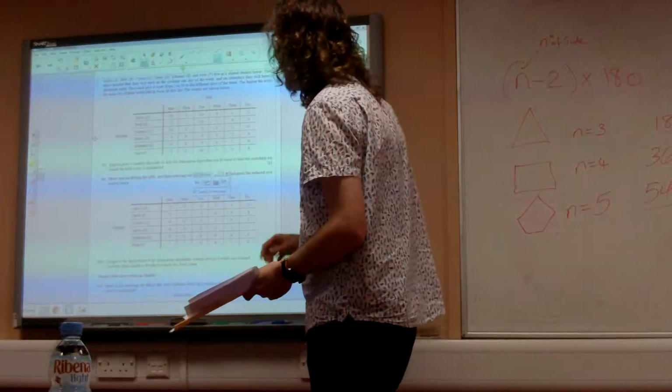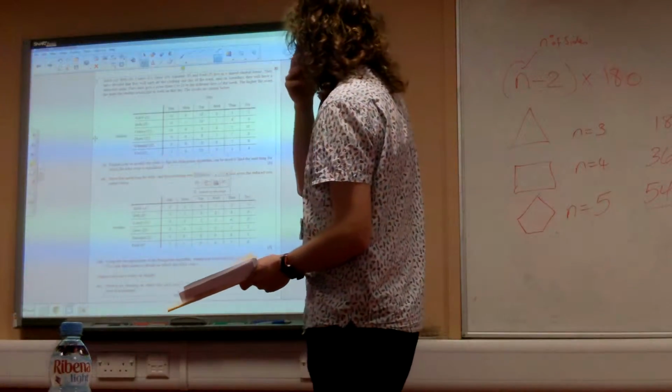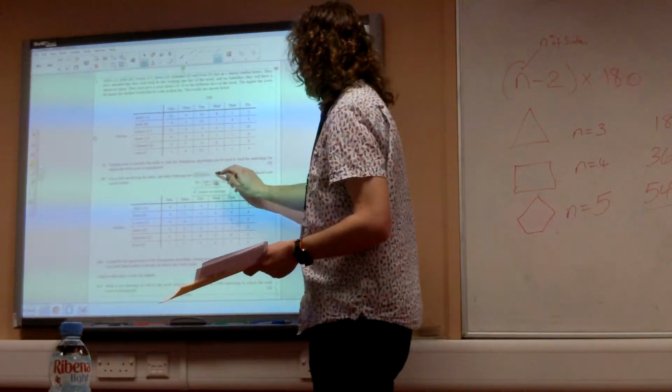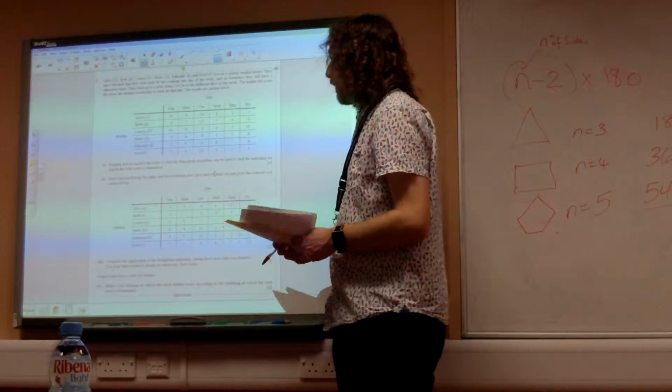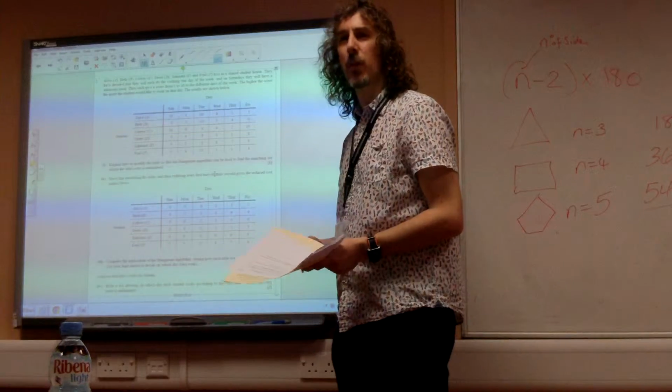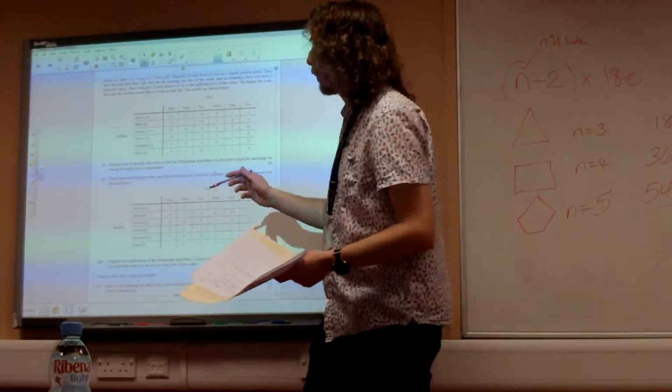Isn't that good? Explain how to modify the table so the Hungarian algorithm can be used to find a matching for which the total score is maximised. Okay, well this is just one of those standard things about the Hungarian algorithm. We know this, don't we?